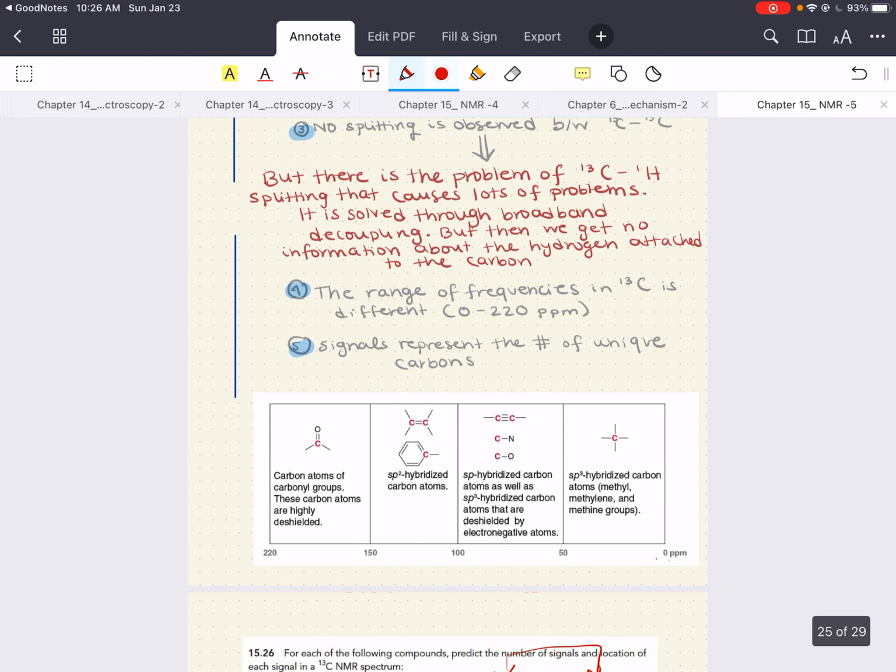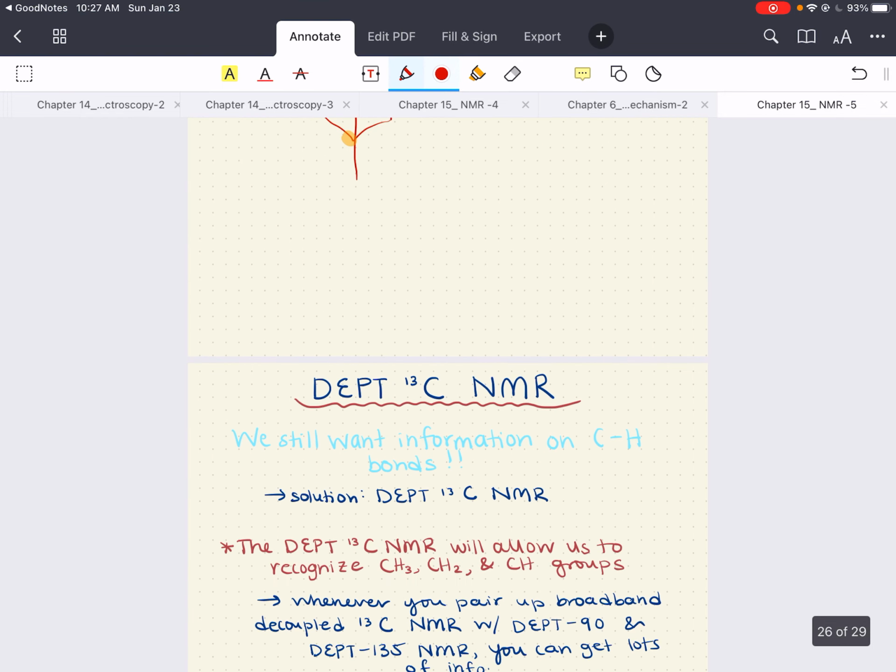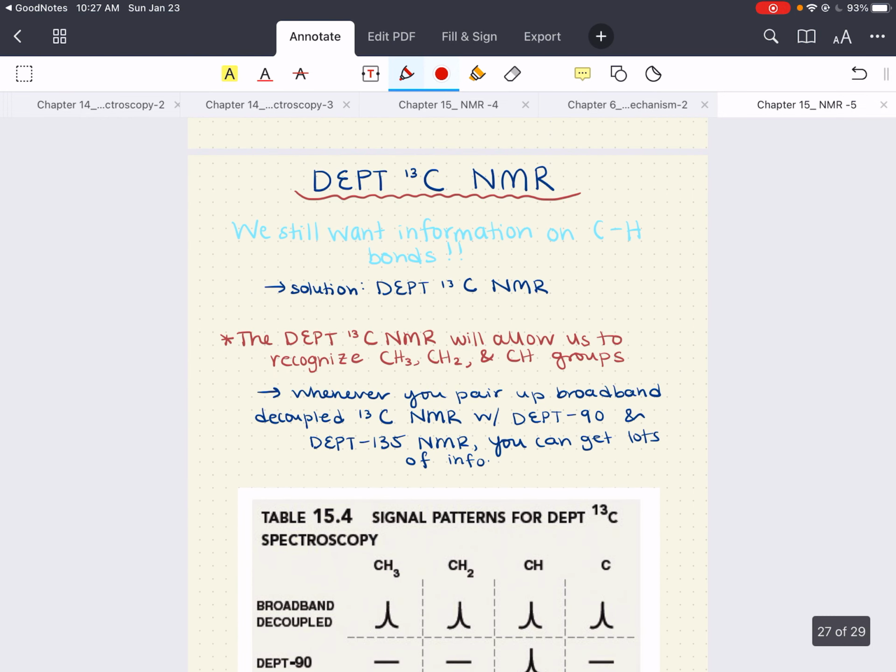So simply having a broadband decoupled carbon-13 spectrum like this is not going to give you enough information to know how many hydrogens are really attached to each carbon. But this information can be obtained through a variety of recently developed techniques, one of them being DEPT carbon-13 NMR, where DEPT stands for distortionless enhancement by polarization transfer.